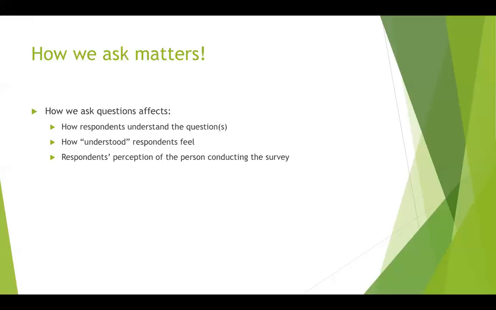But we do know that how we ask questions affects how respondents understand those questions in lots of different ways. It also affects how they feel, if they feel that we've understood them. And it also affects what they think about the person conducting the survey. I'll talk about this in a moment. There's some interesting research on this. So again, this all underscores that this is a communication, and just as we're communicating with our respondents, they're forming ideas about us.